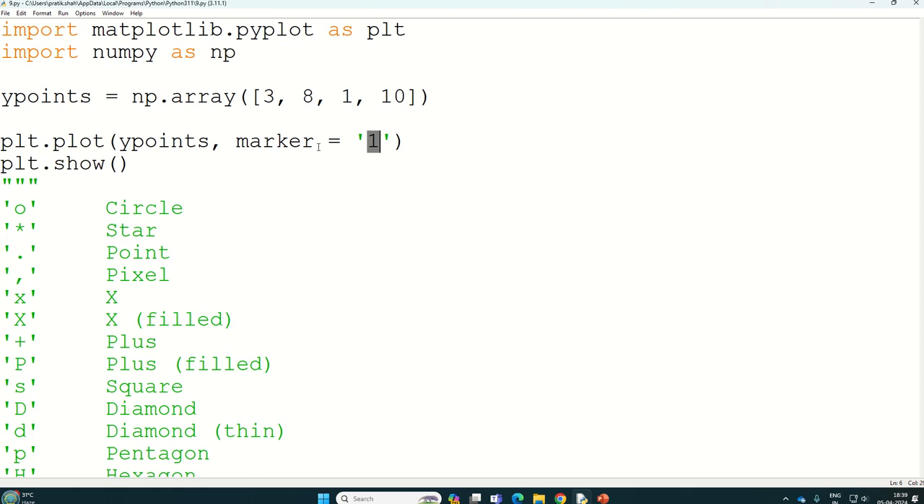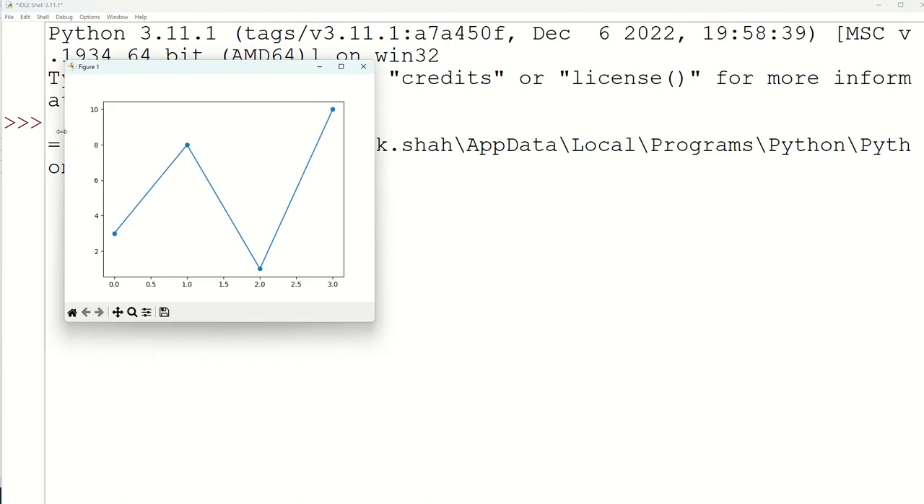Okay, so suppose I write marker equal to O, and in the plot function we are writing only Y points, because we do not have X points in our program, and we are considering it will take the default X points. So Ctrl S and F5. See, we are getting dots, but at every location. It is not like we are getting a line from start to end.